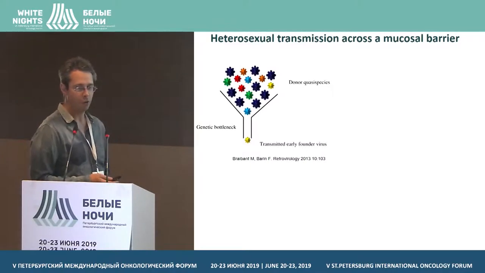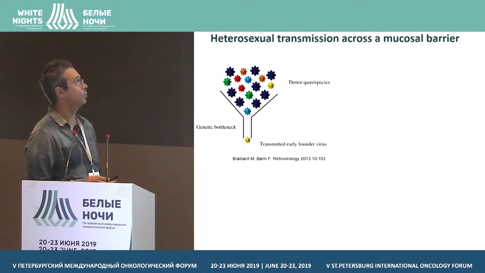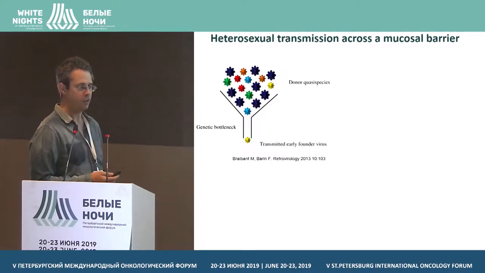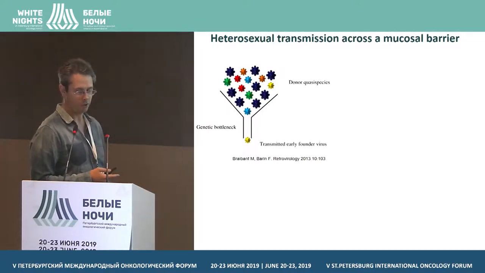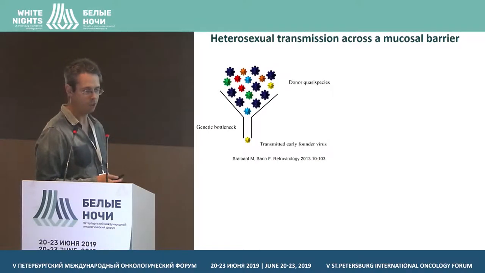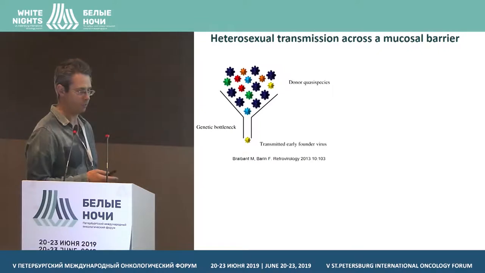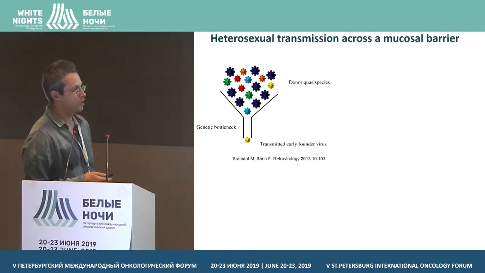And this is a virus responsible for HIV transmission, or transmitting virus. For the first time, it was found out a little bit more than 10 years ago when this virus was studied. Its genetic diversity was also quite low. We're talking about the diversity for each specific case, each specific donor and recipient. And this does not speak about low diversity in the population.